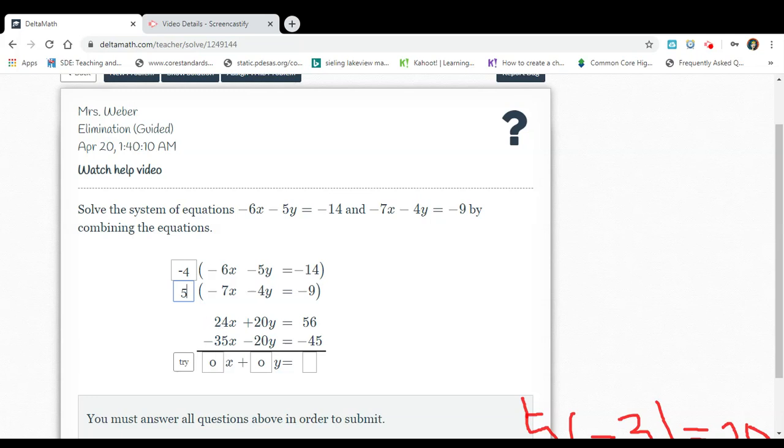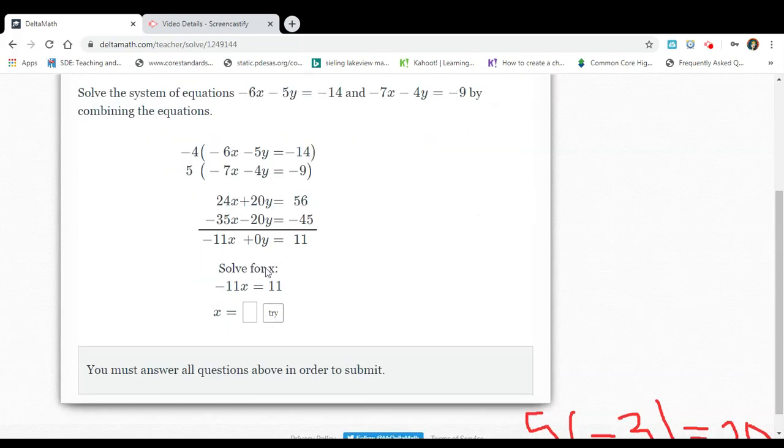What's 24x and negative 35x? That's going to give you negative 11x. Why did it do that? Hold on. There we go. And over here, 56 and negative 45 is going to be 11. And now I'm going to hit try.